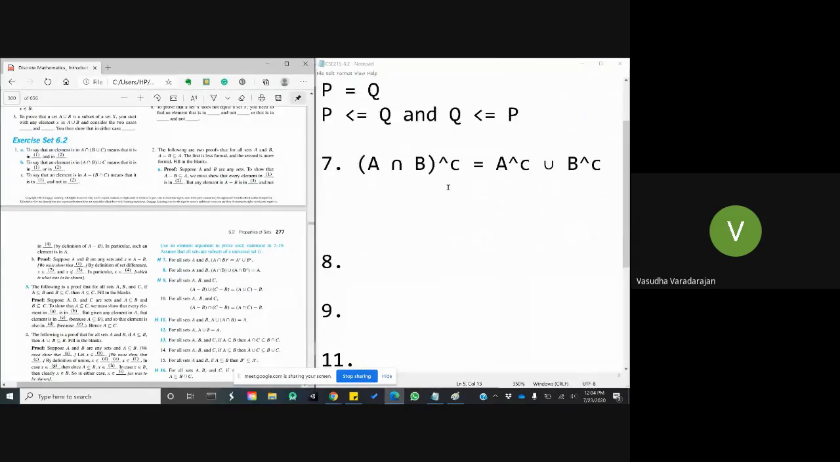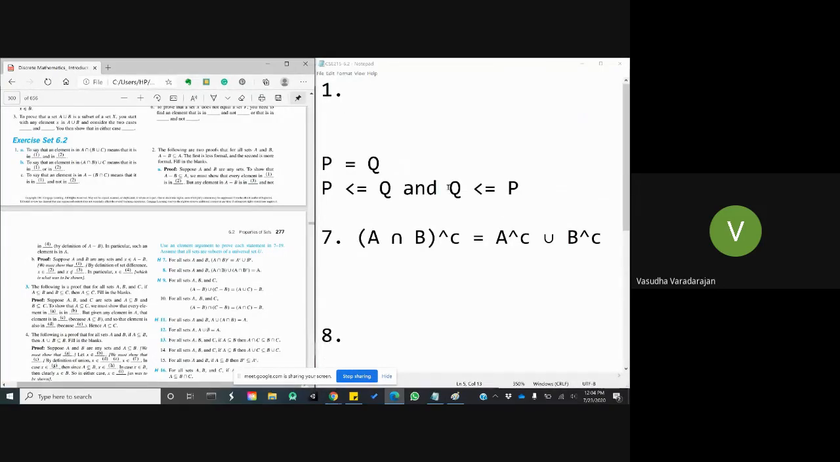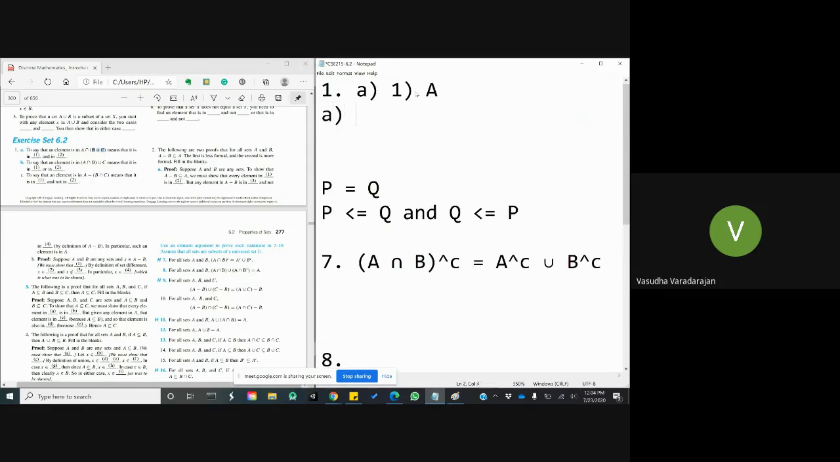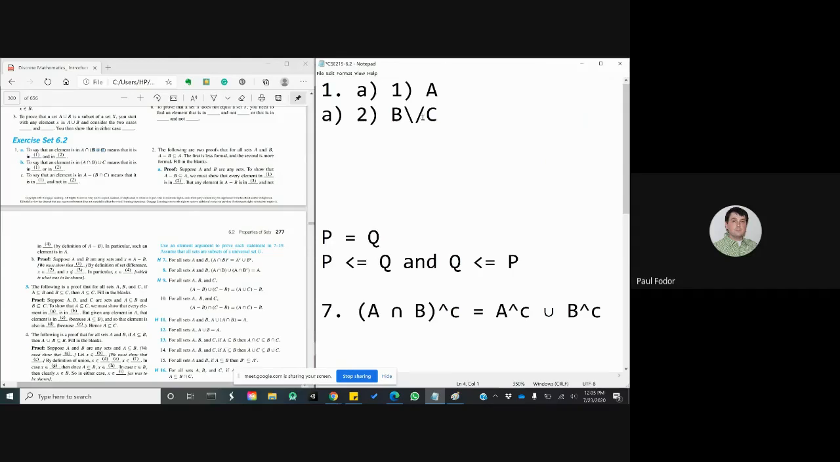Okay. So we'll be solving some problems from 6.2. So first, we'll be solving 1A and 1B. The question says, to say that an element is in A intersection B union C means that it is in 1 and in 2. So if it is A intersection B union C, it means it is in A and it is in B union C. So that's what answers would look like. Does that make sense? Any questions? I would write union in letters, so it's easier to read, but yes, with spaces prior. Okay, good.